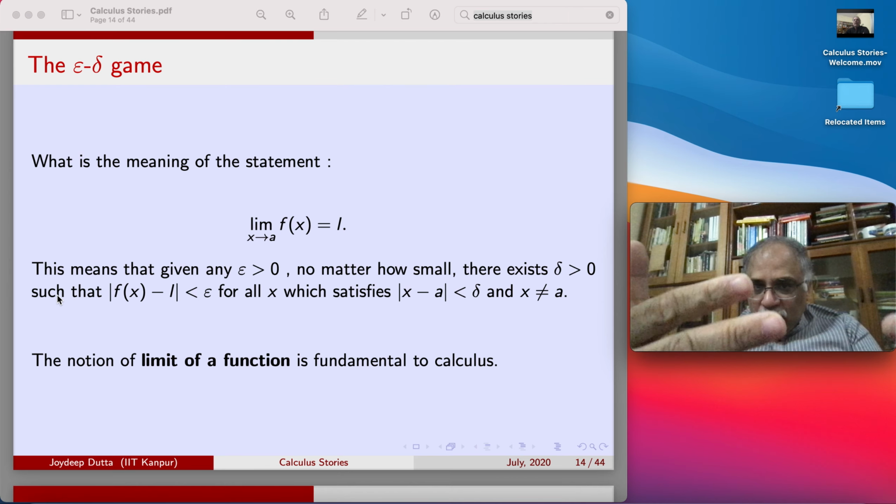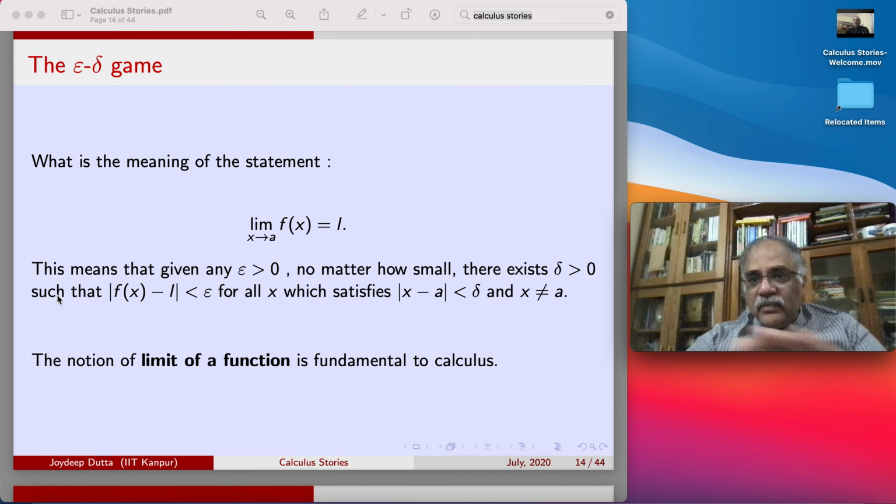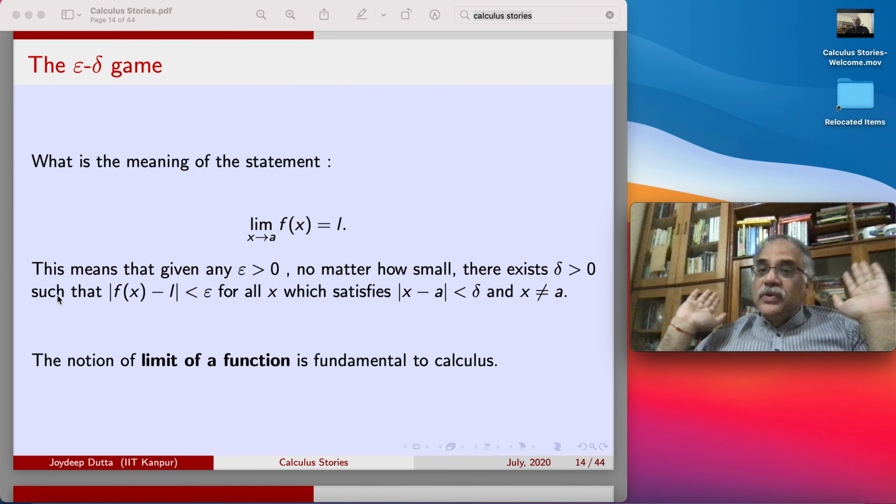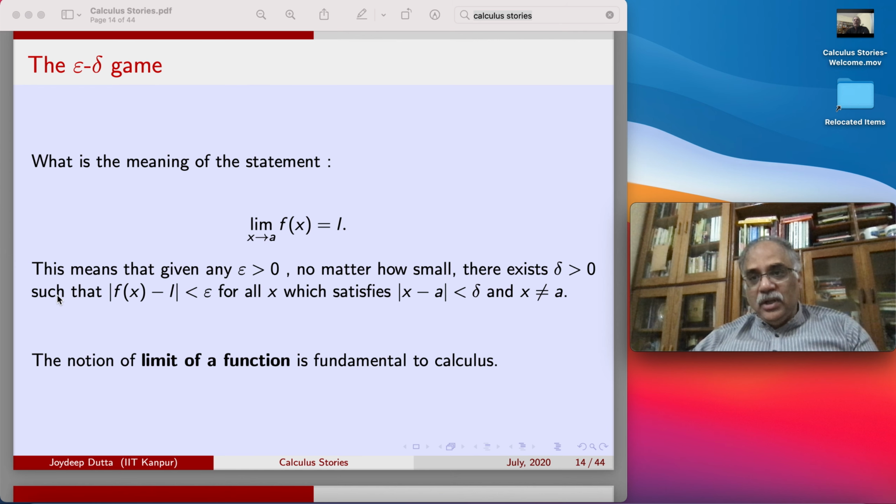And this is a story about distances when it's been converted into a mathematical language which looks very fearful, but there is nothing to fear, which says that if x is very near a, f(x) must be very near L.